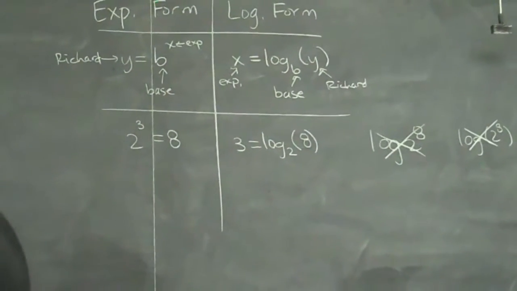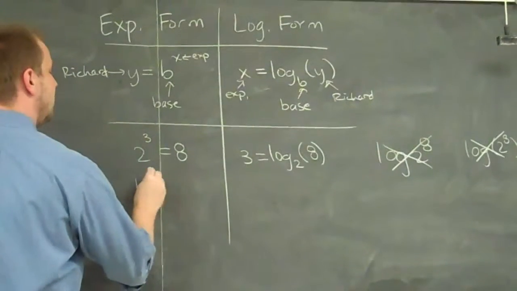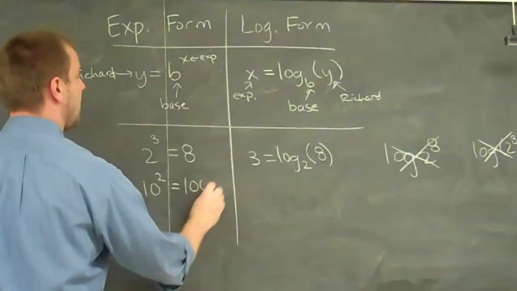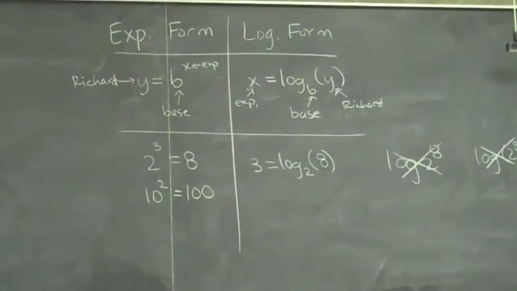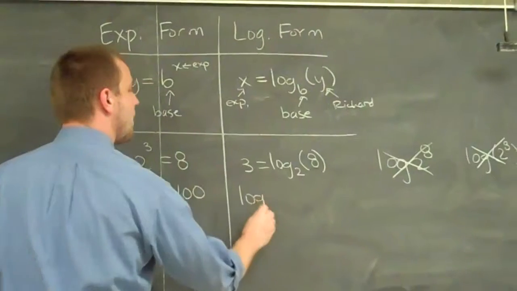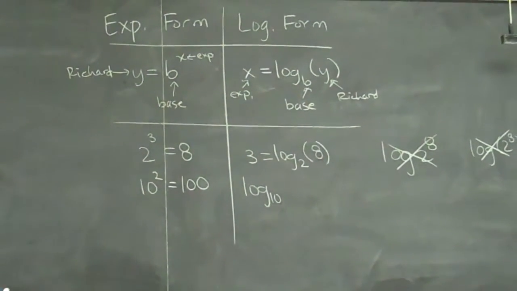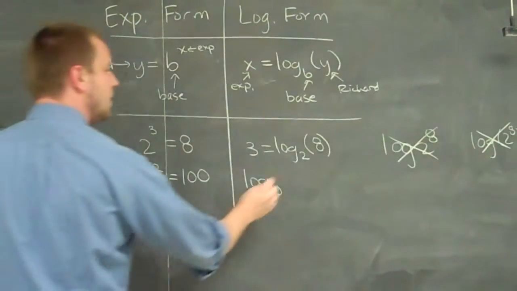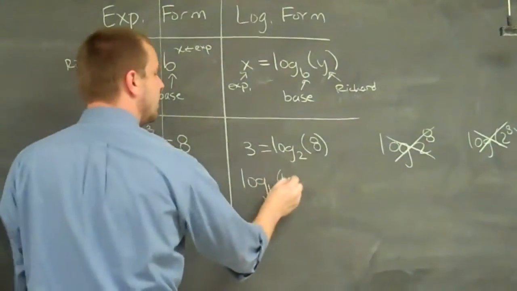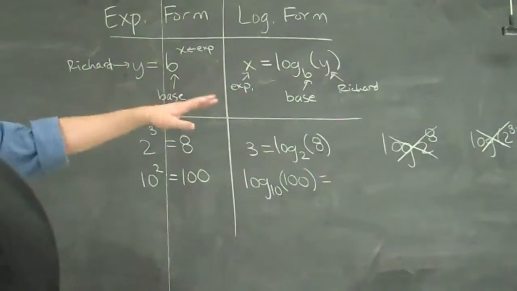Okay? Let's do something else that we know. What is 10 squared? So in logarithmic form, this is log base what? Log base 10. I always start with my base. Log base 10. Of what number? 2 or 100? Of 100. The 100 is not your exponent. Where does my exponent go? On the other side.